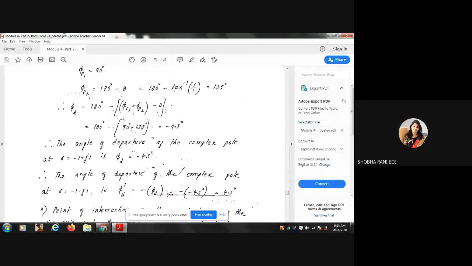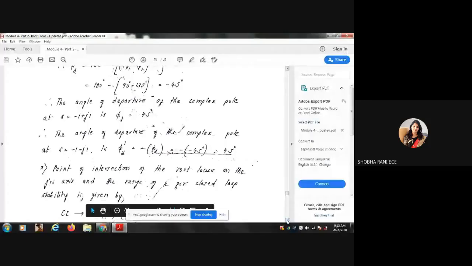Sorry, this phi2 I have already measured. 180 minus 45, 135. Now find the angle of departure: 180 minus phi1 plus phi2 minus 0. So 180 minus 90 plus 135, I get minus 45. So this minus 45 is with respect to the pole at -1 plus j1. So what is the angle of departure with respect to the pole at -1 minus j1? Minus of minus 45 is equal to plus 45. So now I found departure with respect to both the poles. So find it for either the top pole or for the bottom pole. The procedure remains the same.